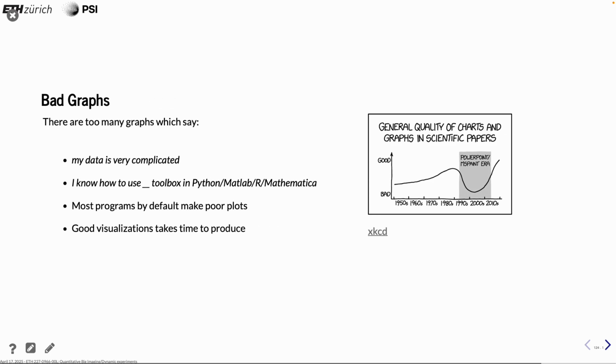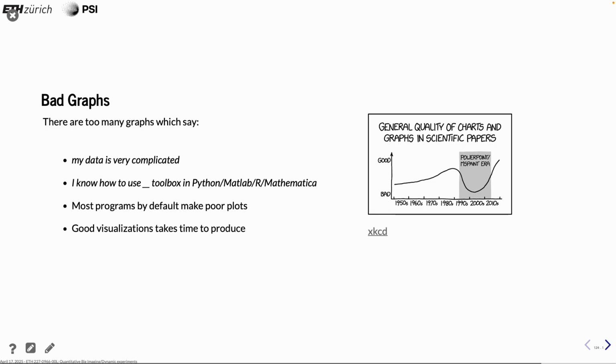Then the question is how you present your graphs. And there are very many bad graphs out there. And there are quite many that kind of say, my data is very complicated, you don't understand it. Or the other one is, I really know how to use toolbox XYZ in Python, MATLAB, Mathematica, or whatever. I'm the master of it. I want to show my brilliance. That's also not needed.